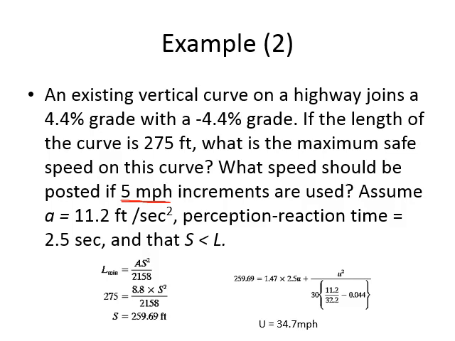The nearest multiple of 5 is 35, but if I go with 35, it will be more than the safe speed on the curve. So 35 is not possible. It's more than this, and obviously I cannot go above it, so I have to go below. The nearest possible or safest multiple of 5 is 30. So a posted speed limit of 30 on this road will be fine.